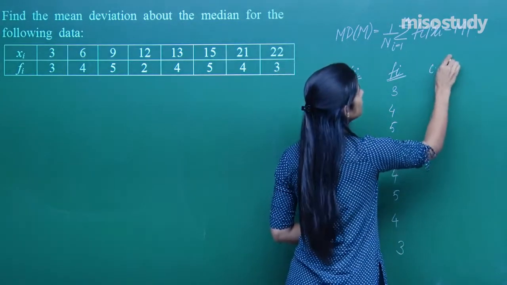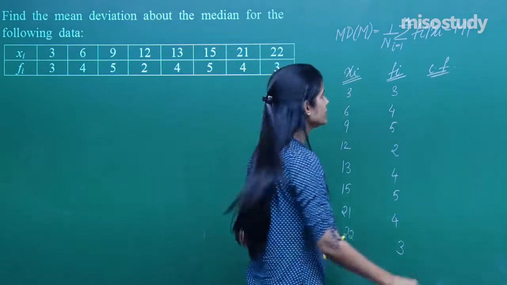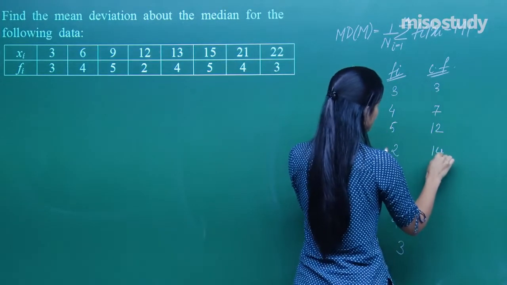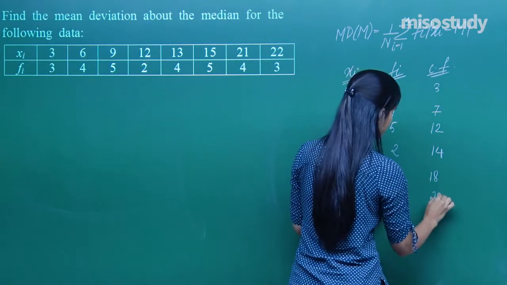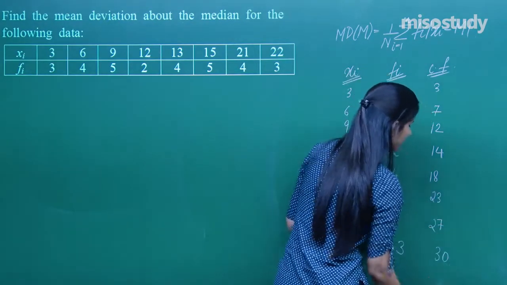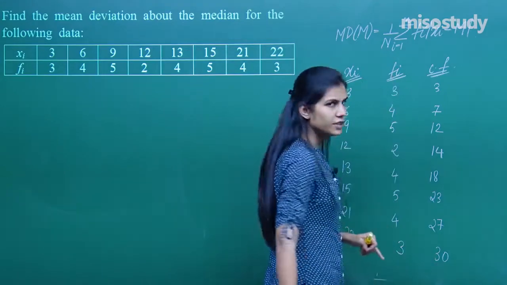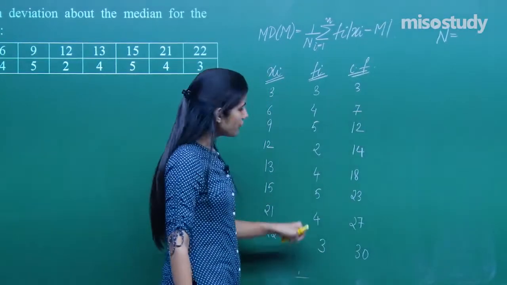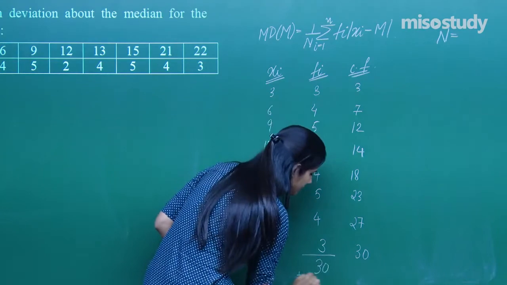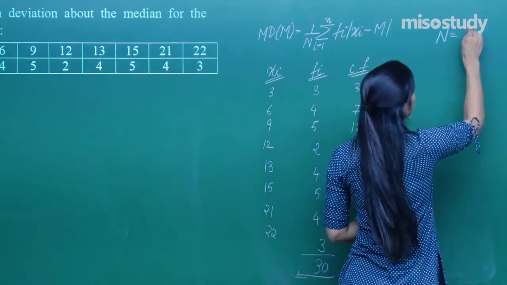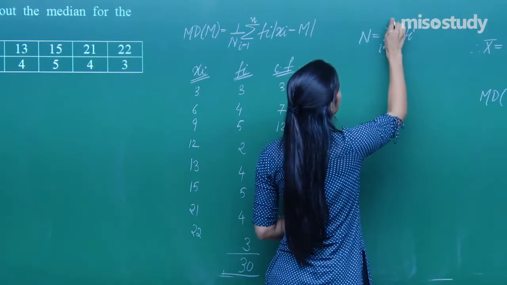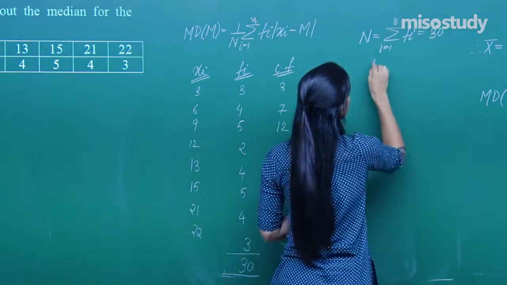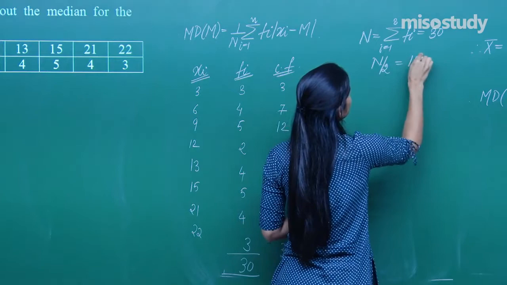Clear? In order to compute the median, I need to compute the column for cumulative frequency. This is 3, 3 plus 4 is 7, 7 plus 5, 12, 12 plus 2, 14, plus 4, 18, 23, 27, 30. This is my cumulative frequency. Calculate capital N. Capital N is nothing but the sum of these frequencies, which is going to come out to be 30. Capital N, that is sum of all frequencies. How many observations are there? 1, 2, 3, 4, 5, 6, 7, 8. If this is coming out to be 30, N by 2 is coming out to be 15.